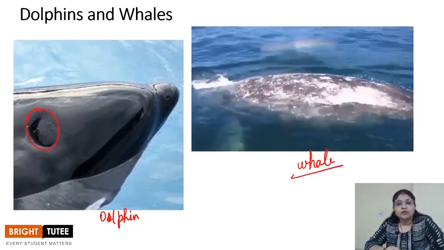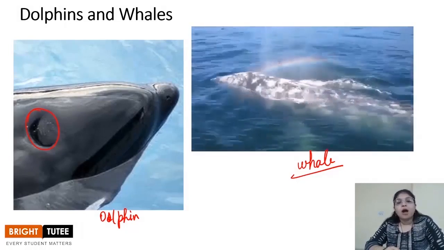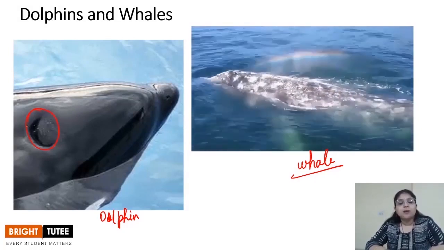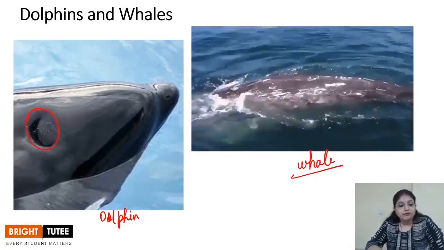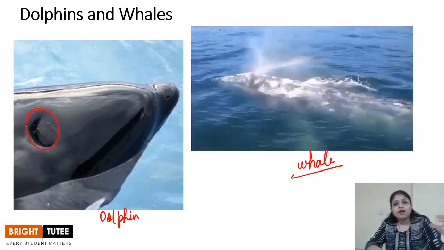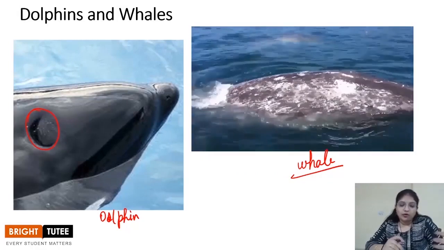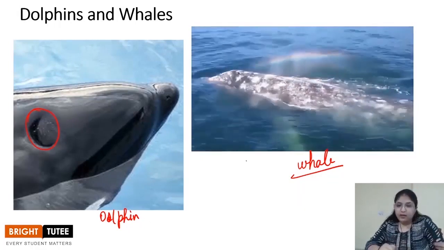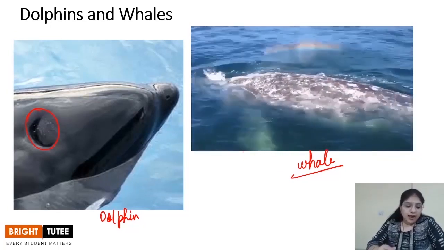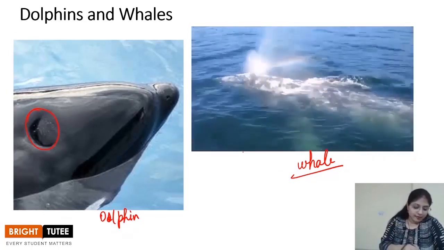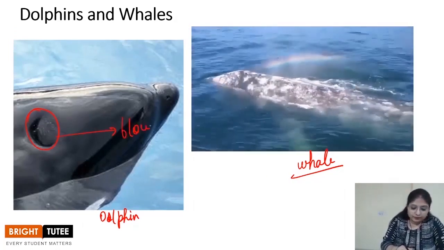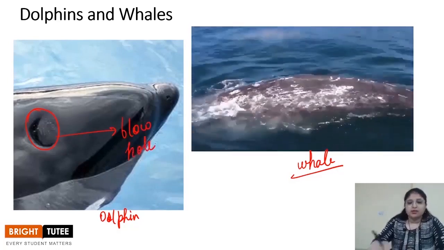Unlike other fishes, you must have seen that fishes do not come up onto the surface to breathe, right? These organisms need to come up onto the surface, right? Fishes have gills because they need to extract oxygen from the water. Whereas on the other hand, the sea animals like a dolphin and whale, they do not do that. They require air. So what they do is that they come up onto the surface, and with this particular organ, that is the blowhole, right, they take in air, right?